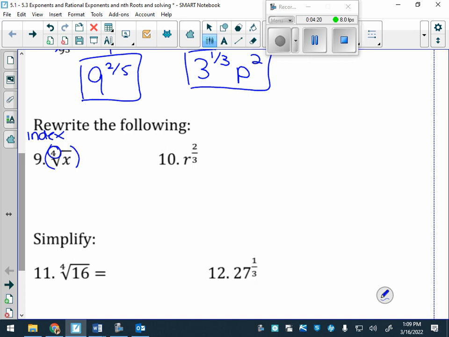Now, this whole thing is raised to the 1st. So it's x to the 1/4. Your index is your denominator. Your exponent is your numerator when you're rewriting. Same thing as what we see on the board. Denominator is your root. So this is the cube root of r. Can be written this way or what you see on the board.